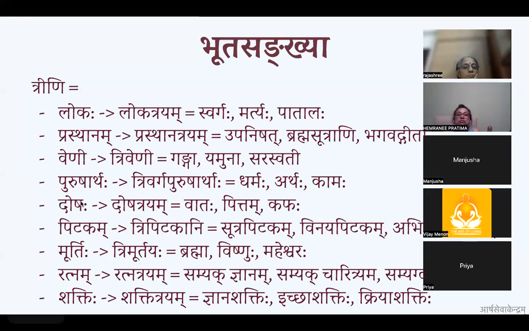Okay. Then you have Veni. Ganga, Veni is rivers. The main three rivers are Ganga, Yamuna, Saraswati. Triveni iti bhavati. Tatra Triveni Sangamam iti asti khalu. You guys know that, right? Triveni Sangamam. So Ganga, Yamuna, Saraswati. Purusharthaha, Arthaha. Arthaha is meaning. What is the meaning of life? Purusharthaha. They work for Dharmaha, Arthaha and Kamaha. Doshaha, Doshatrayam. Vataha, Pittam, Kaphaha. Ayurveda. Doshaha, the bodily problems that can happen. Vataha, Pittam and Kapaha.